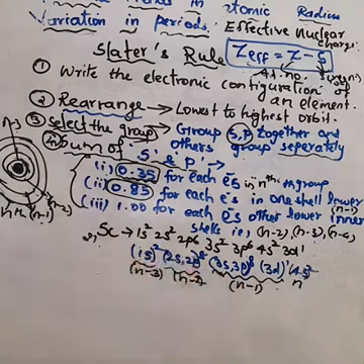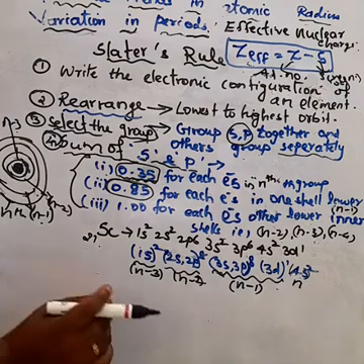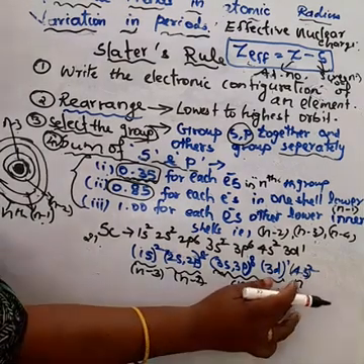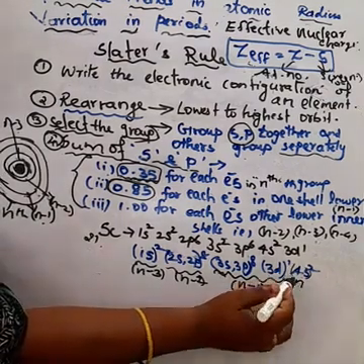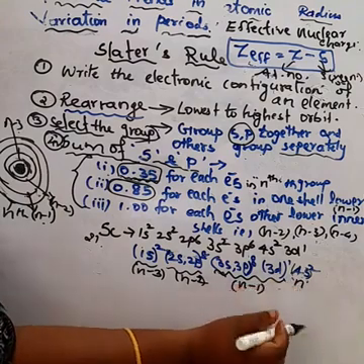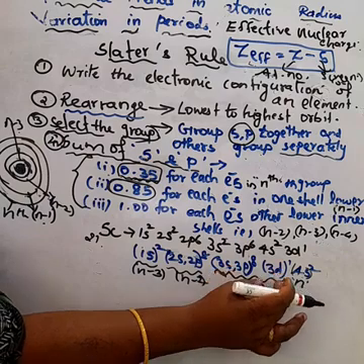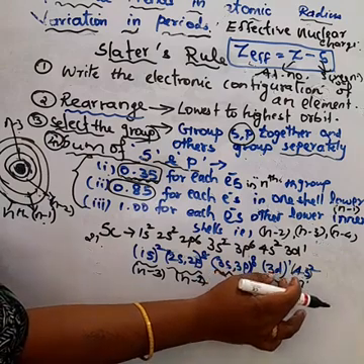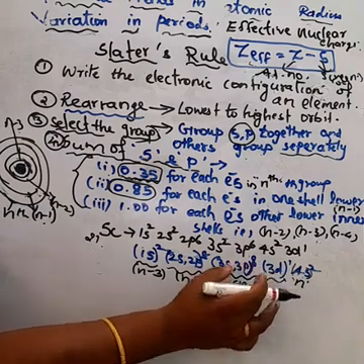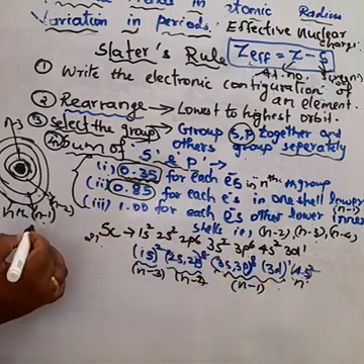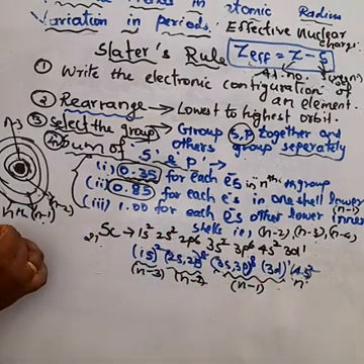I am taking the 4s2 as the nth orbit, and then 3s2, 3p6 and 3d. This is 3s, 3p, 3d, and it is present in one shell. Which shell? The M shell, n is equal to 3.